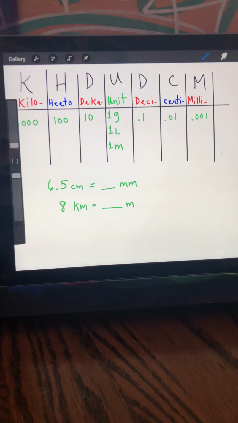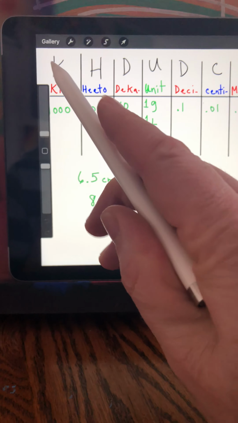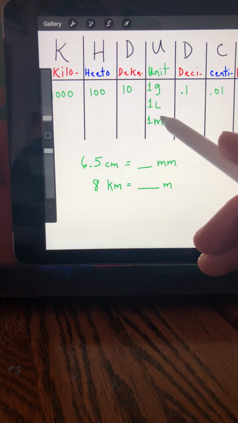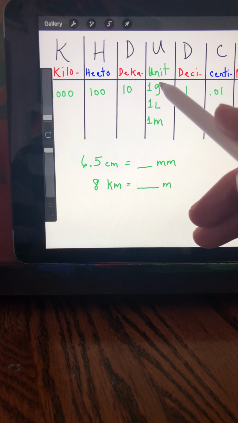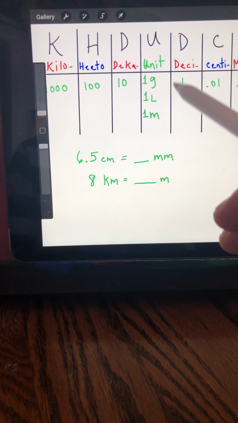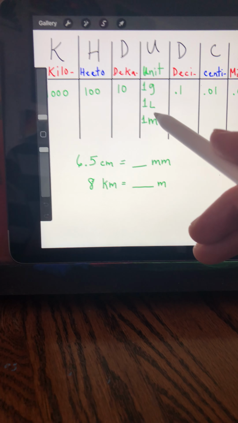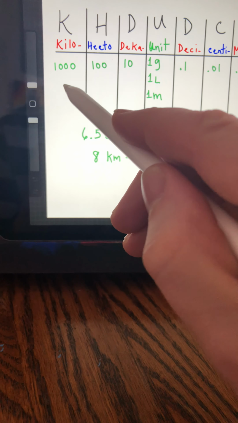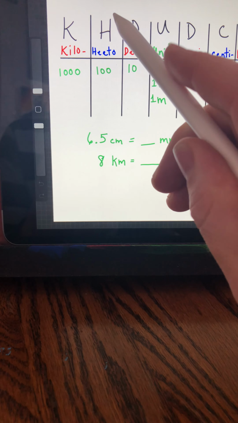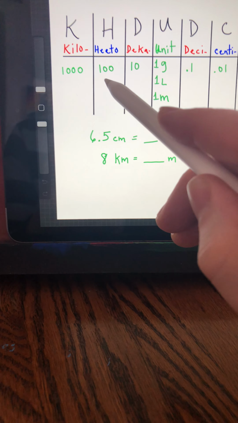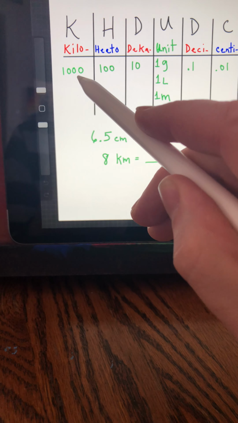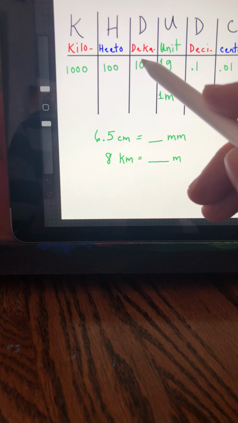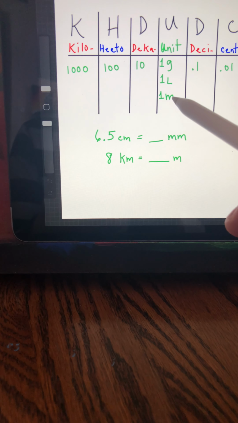Okay, so this is what it looks like in order. We have kilometers, and we're using meters today. We could also use this chart for liters and grams, which you'll see in the next two lessons. But today we're going to focus on just meters. So we have kilometers, and the prefix kilo means 1,000. If you ever see the prefix hecto, that means you have 100. So kilo means 1,000 meters. Hectometer means 100 meters. Decameter means 10 meters. Meter itself is just one.